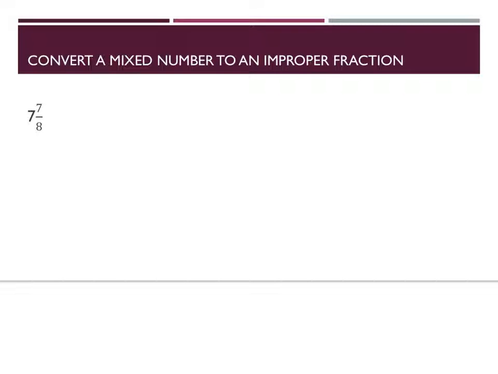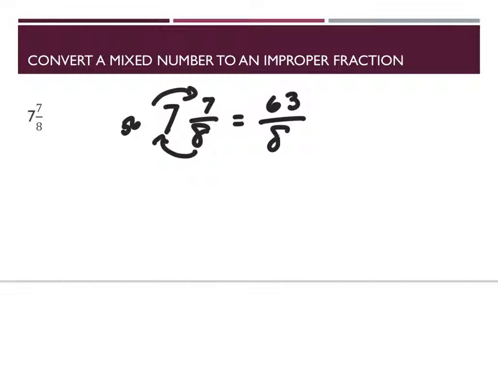If you're feeling froggy, just pause here and see if you get the right answer and start me back up when you're finished. 7 and 7/8. We want to go 8 times 7 gives me 56. Then I need to add 7 to 56. That gives me a total of 63. And the denominator stays the same.